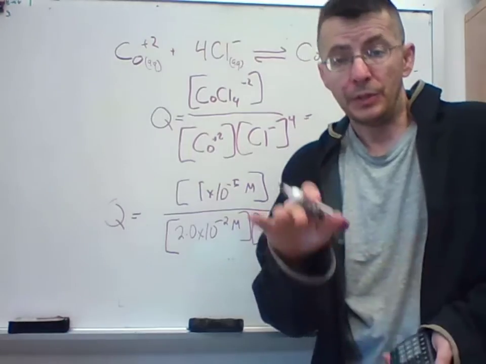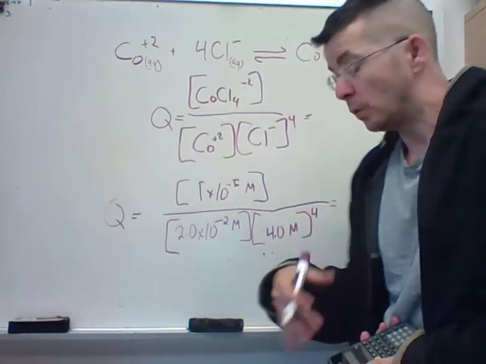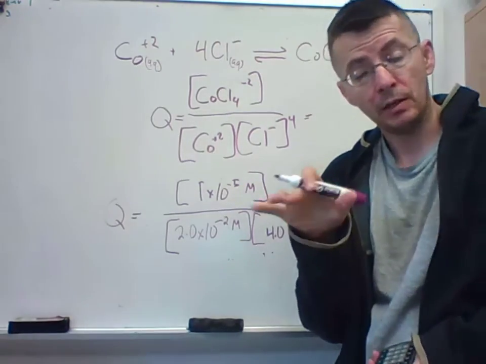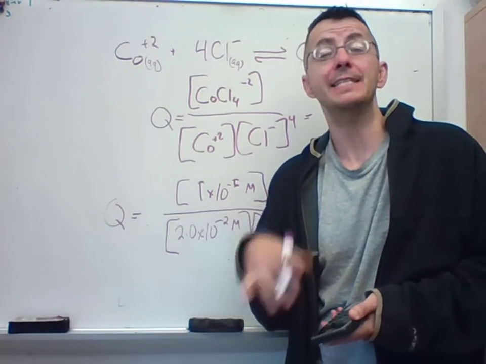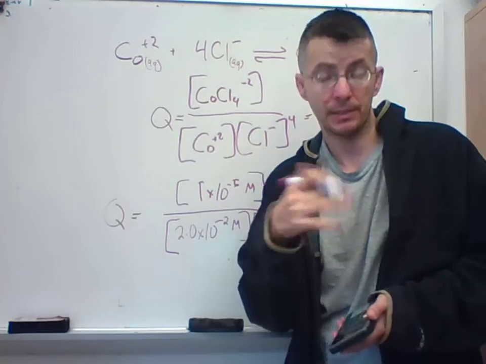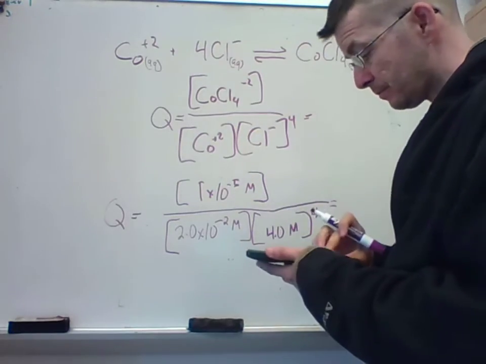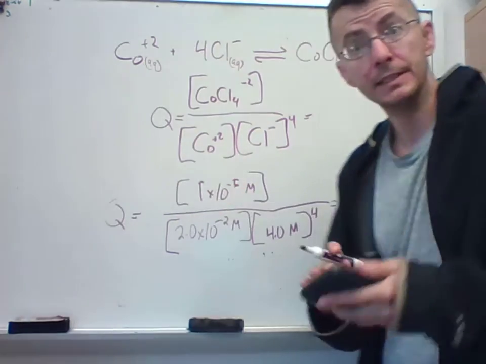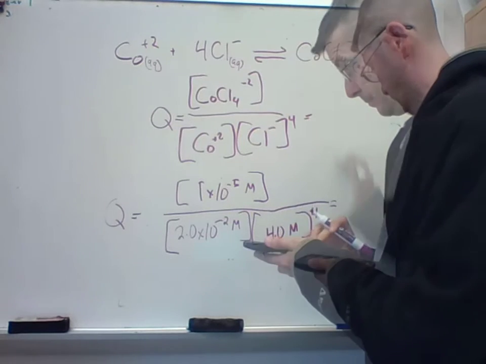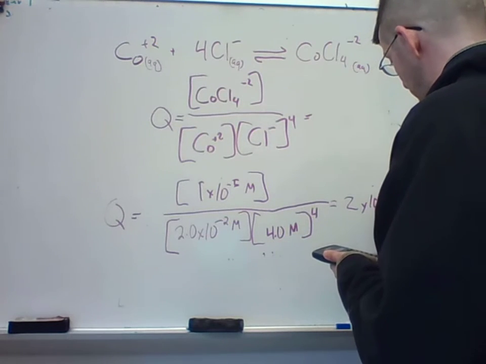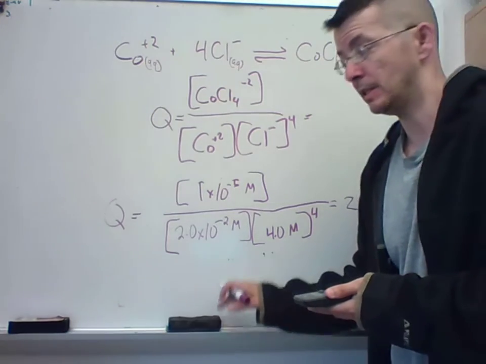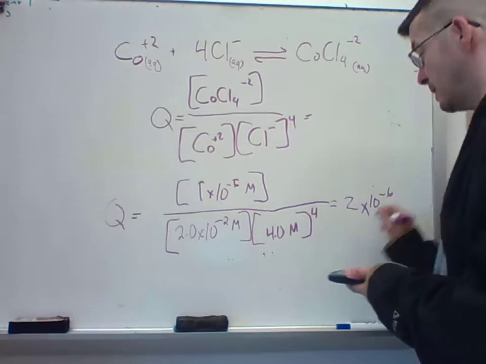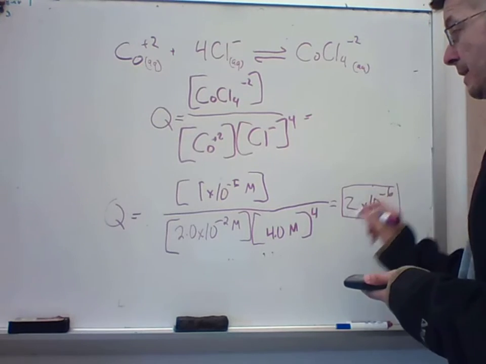Now, the units here look like they are 1 over molarity when you multiply it out, but in reality we're not actually using molarity, we're using something called activity, which is dimensionless. And you'll learn a lot more about that in analytical class. The answer is 2 times 10 to the minus 6th. So under these conditions, the reaction quotient is equal to 2 times 10 to the minus 6th.